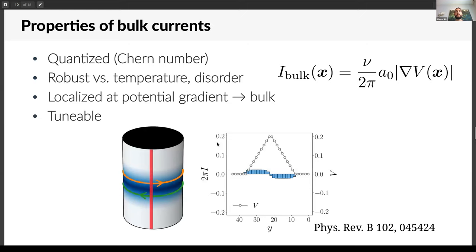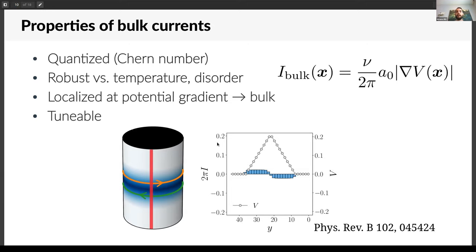Okay, what are the properties of these bulk currents? First, exactly like edge currents, they are quantized, meaning that they depend on the value of the Chern number. And because they are quantized with a topological quantity, they are robust against temperature and local disorder. But the most important, or the most interesting property, is that they are localized at the potential gradient. So they are tunable. This means that by only choosing the form of the potential that we want, we can also have whatever currents we want. This is something that doesn't happen with edge currents, because in edge currents, you have your system, you have your boundaries, and your edge currents are always the same.